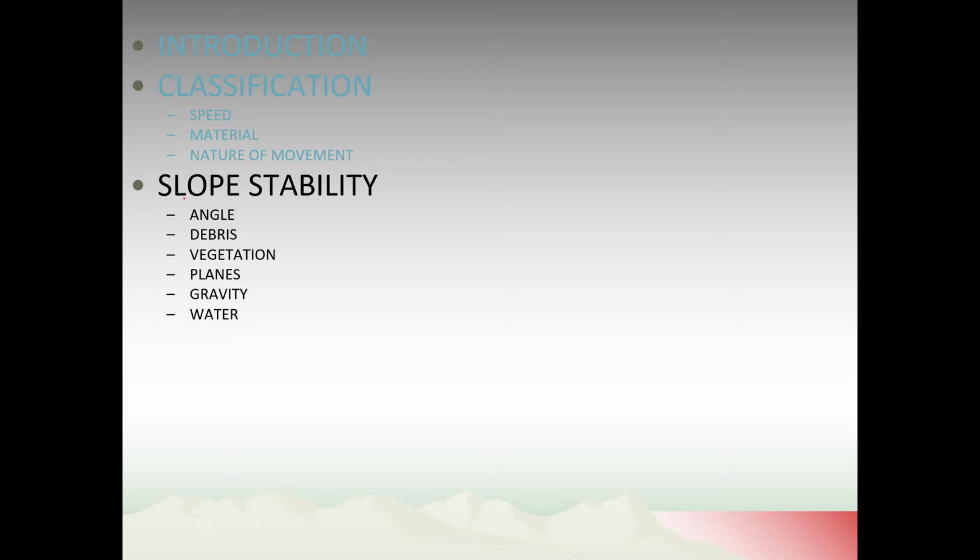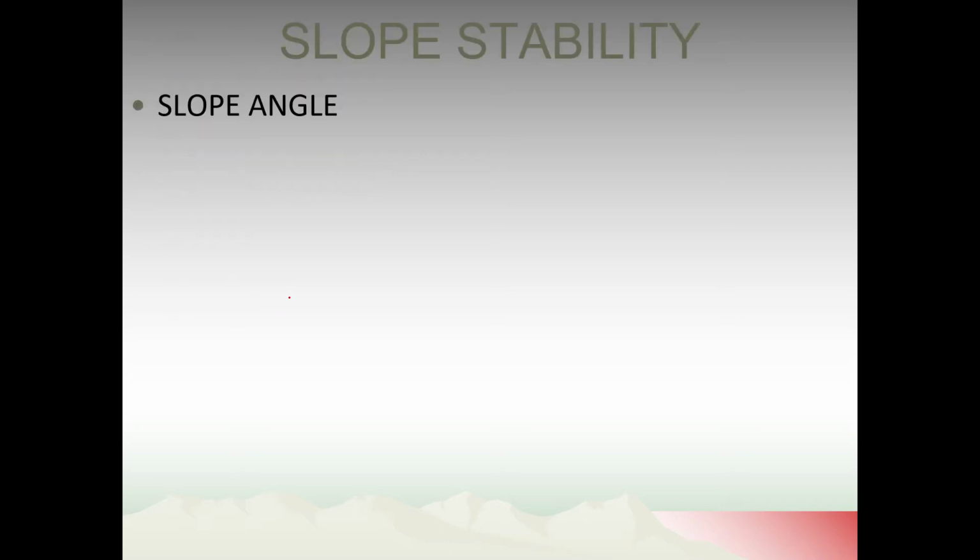So, what about slope stability? Let's go through these things. Angle, debris, vegetation, planes, gravity, and water. What do these have to do with everything? So the slope of the angle matters, right? How angled is your hillside? Is it angled like this? Or is it angled like this? That will affect the likelihood of you having a mass wasting event.